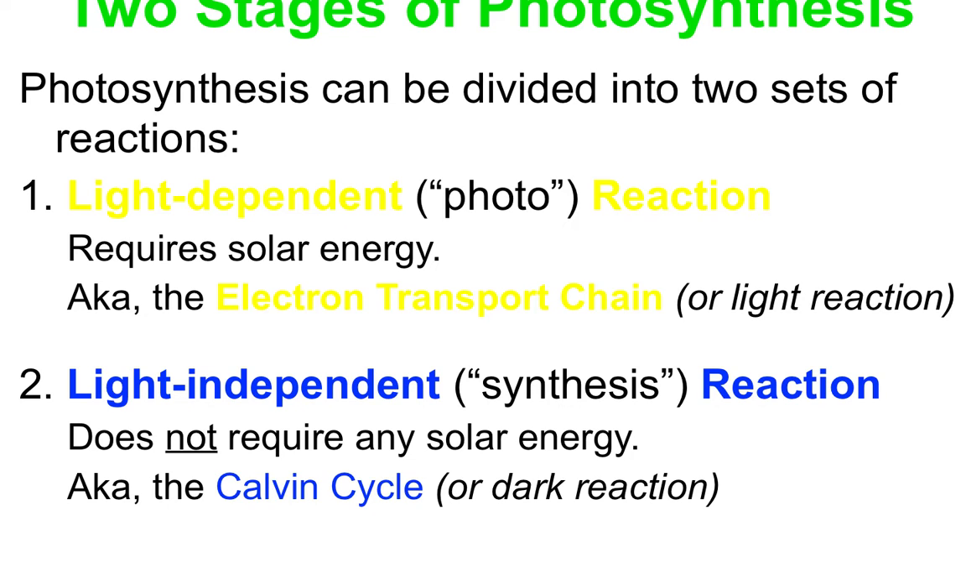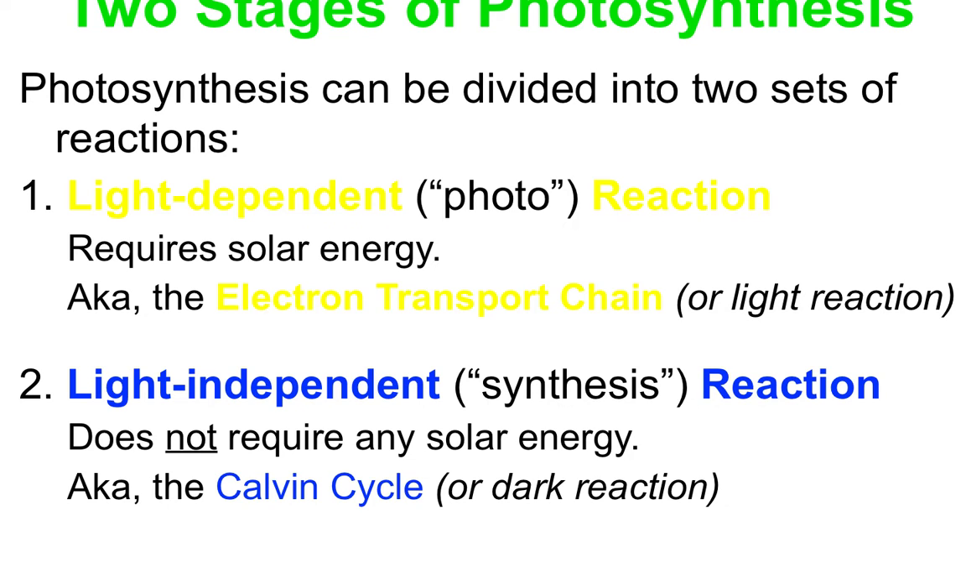All right, a light independent reaction is a reaction that happens whether or not there's light there. So it's a synthesis reaction. It does not require any solar energy. An example of that is the Calvin cycle. So we call it, the Calvin cycle is labeled as a dark reaction, but it's really light independent. It doesn't require the solar energy.